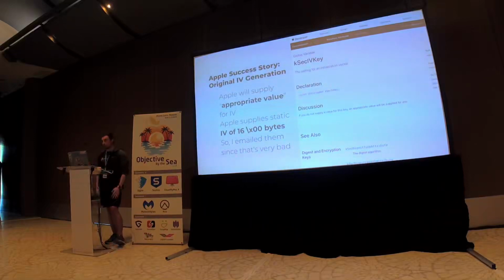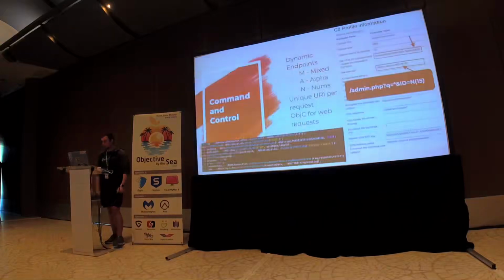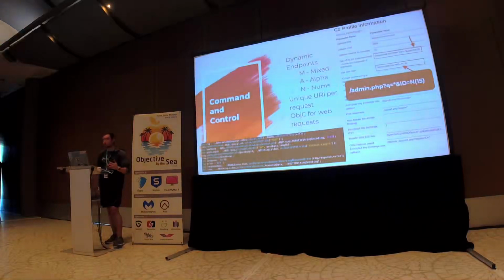So I emailed Apple and said, hey, this is not right. It kind of breaks all security. And so their response: behaving as expected. Okay, thanks, Apple. But they did update the description and say, you absolutely should be supplying your own random bytes because the default thing that we do is super bad. So kind of win, kind of not, but it's Apple's philosophy. So that's kind of getting your C2 set up.